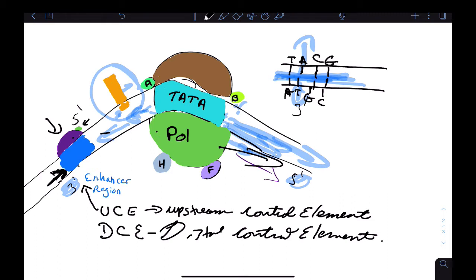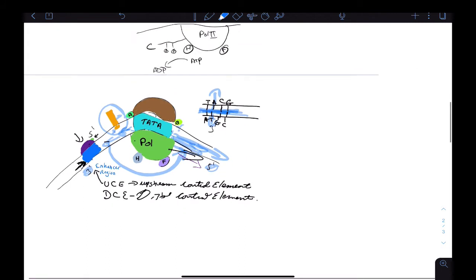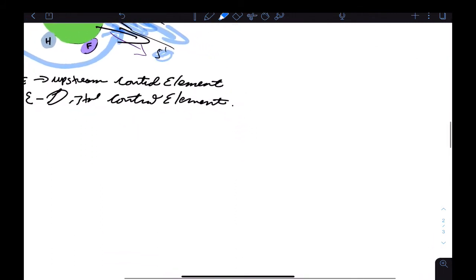So how does that work? What's going to end up happening is this. When the protein comes and binds to the UCE, when you have this activatory protein that binds to this enhancer region, it's going to cause this section not to bend, but actually to loop. So it loops.